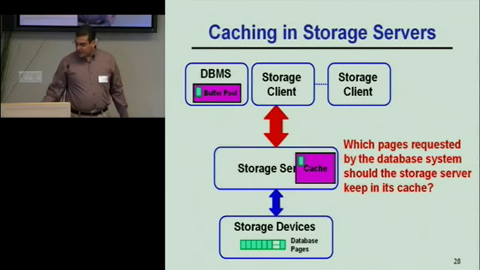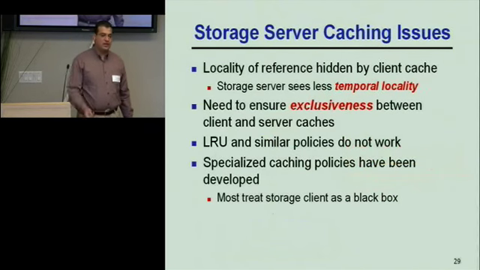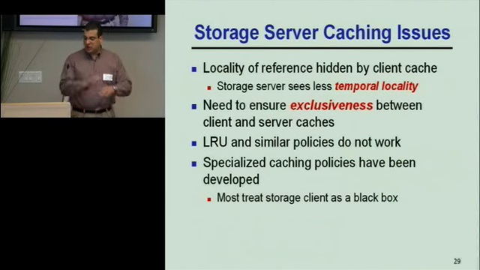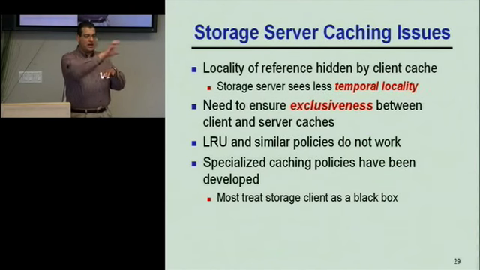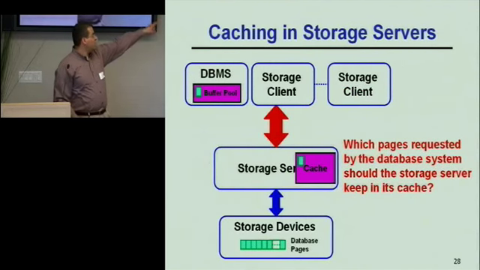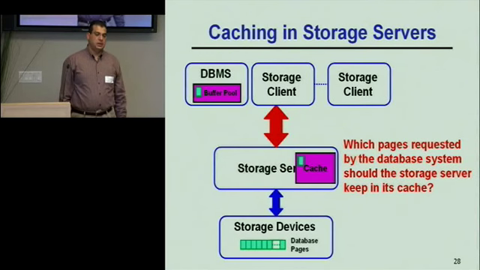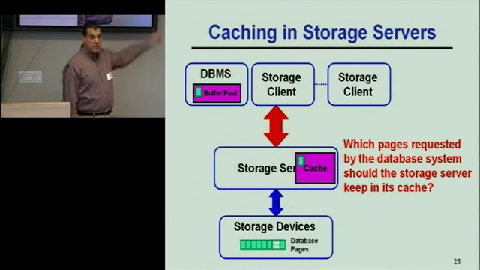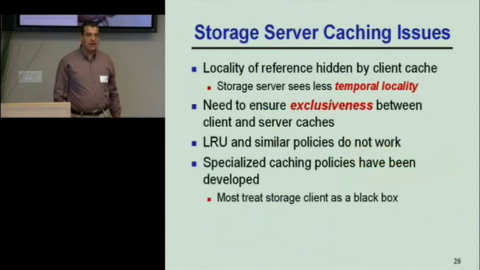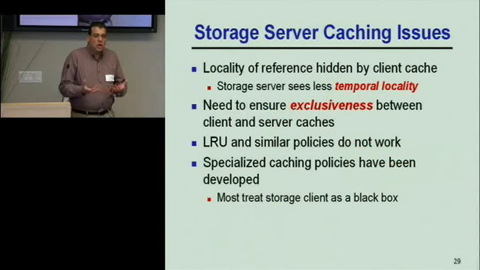Okay? So why is caching for storage servers different than caching in any other context? It's different because you have different layers of caching. You have caching in the client and caching in the storage server. And whenever you have layers of caching, the cache in the lower layer sees less temporal locality, because the very hot pages will be kept in the client cache, and the server will see less temporal locality. So there's less opportunity for benefit from caching at the storage server. The second thing is that you want to ensure exclusiveness between the client and server cache. You don't want to replicate data that's in the client cache in the server cache again. Okay?